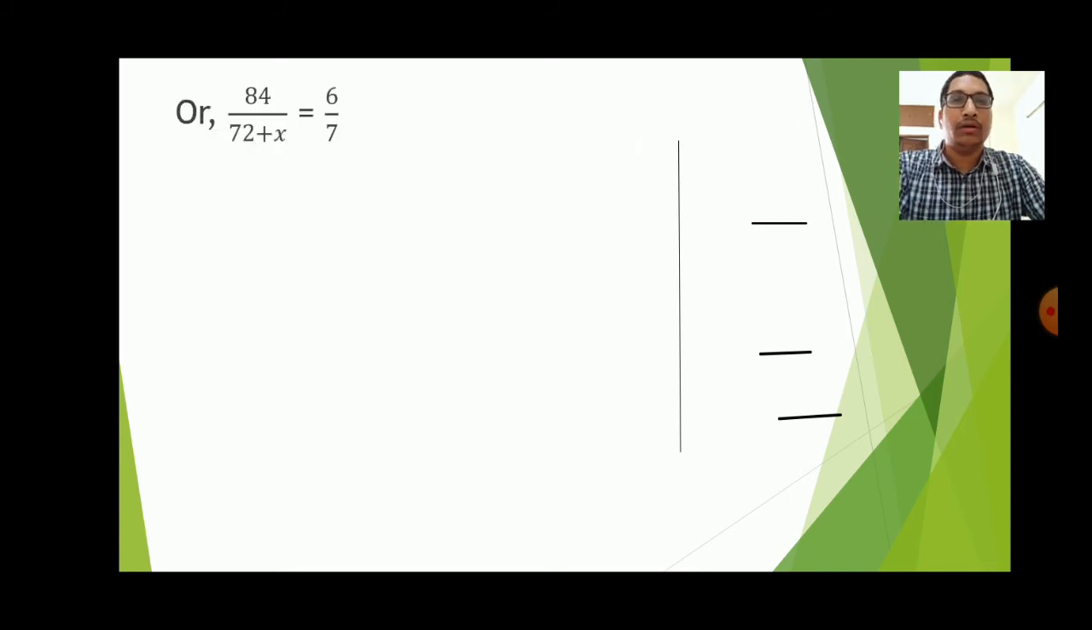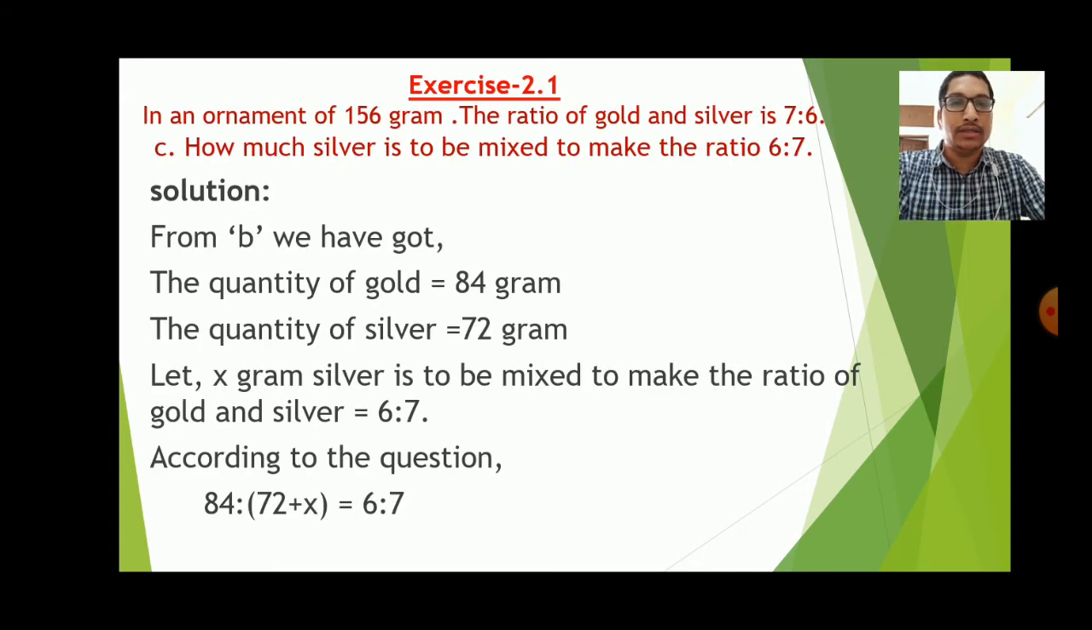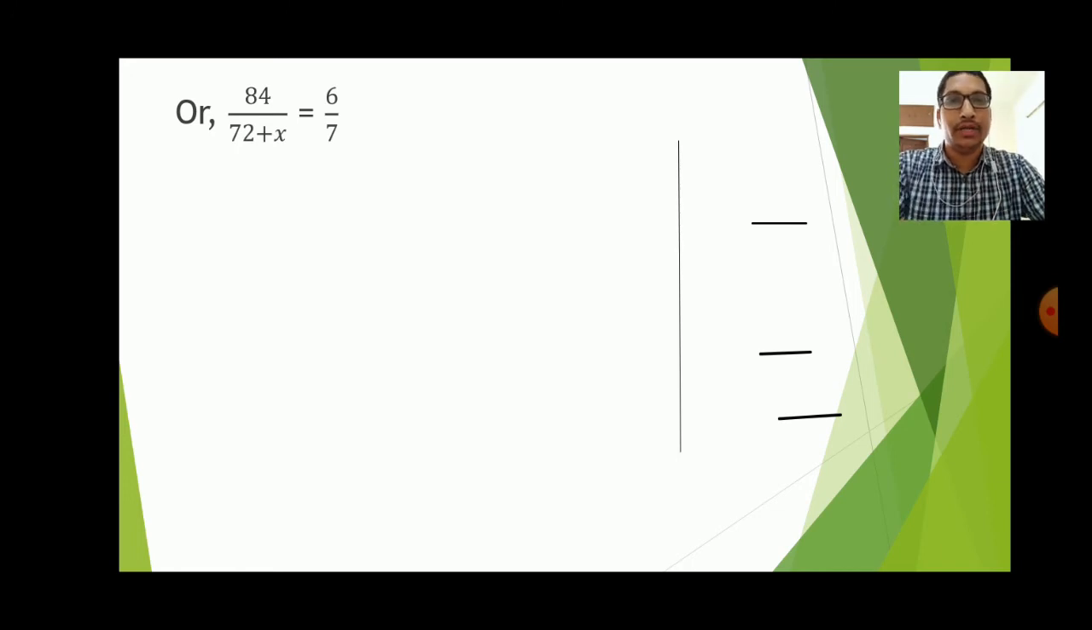Now, 84 divided by 72 plus x equal to 6 by 7. How can we write this one? Here again look at this equation. This is the ratio. We can write a ratio as a fraction. When we write a ratio as a fraction, the antecedent will be the numerator and the subsequent will be the denominator. So the left side's antecedent is 84 and subsequent is 72 plus x, and the right side's antecedent is 6 and subsequent is 7. So we can write it this way: 84 divided by 72 plus x equal to 6 by 7. Now we will solve this equation.